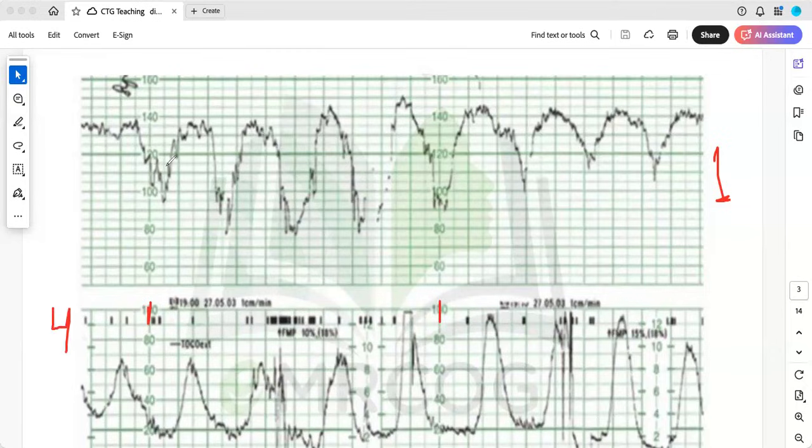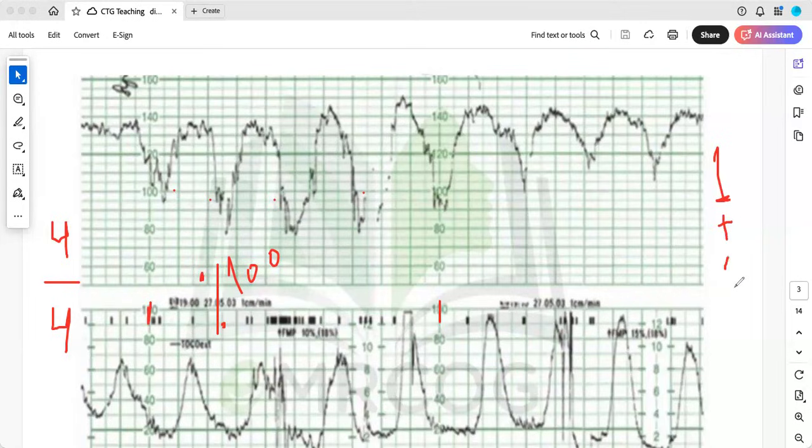And look here at the decelerations in the same period, the same 10 minutes. How many decelerations are there? 1, 2, 3, 4 decelerations. So 4 out of 4, this is 100%. So the decelerations are present with 100% of the contractions. This is again considered as repetitive. So this is another problem in the deceleration.